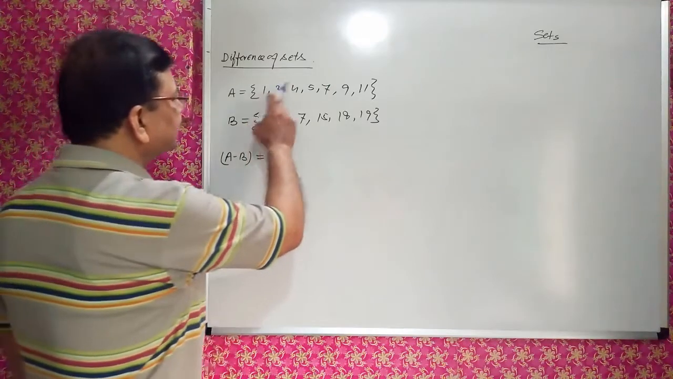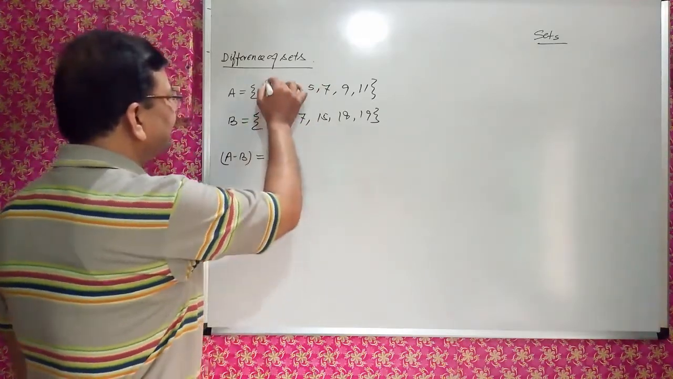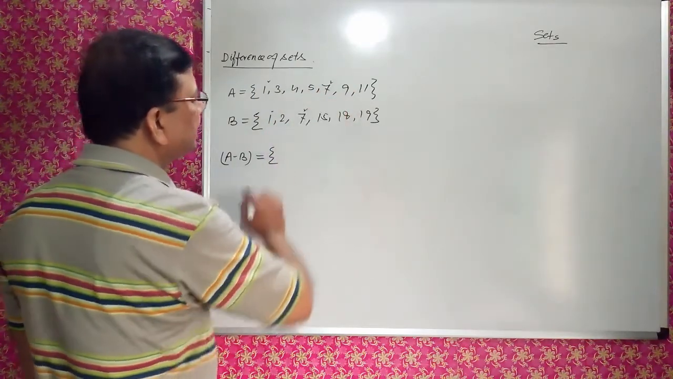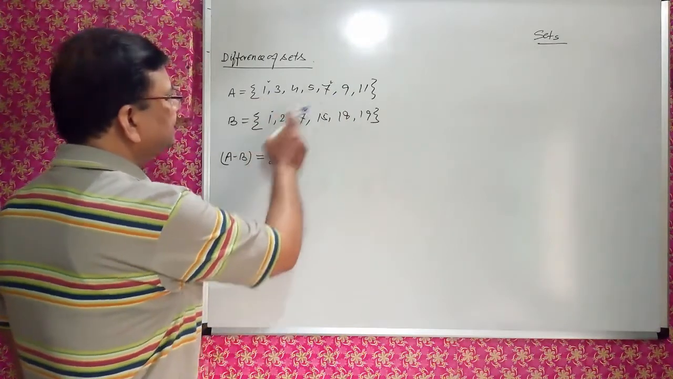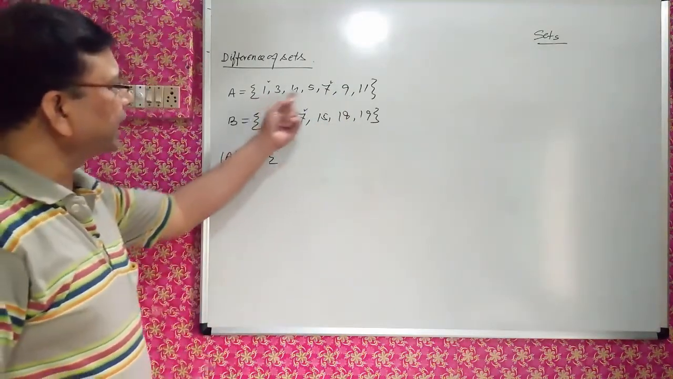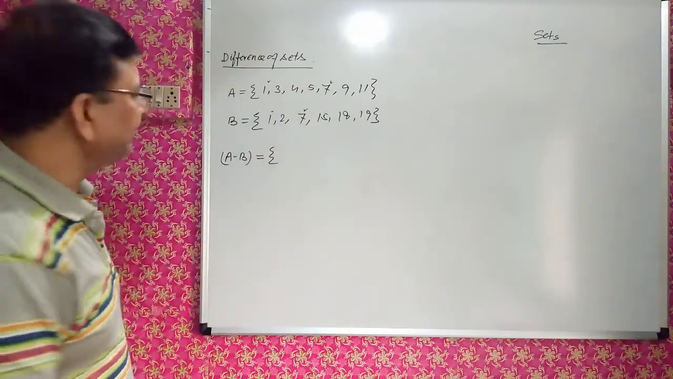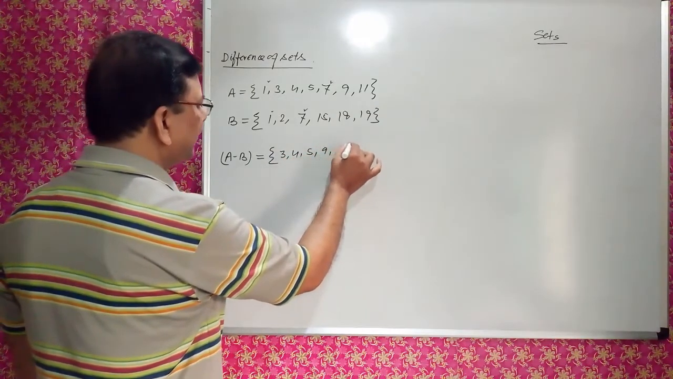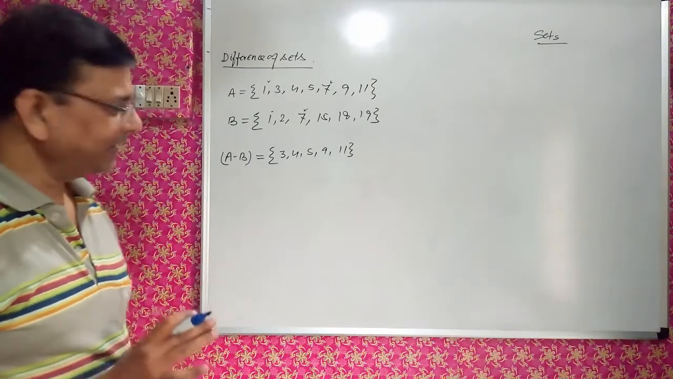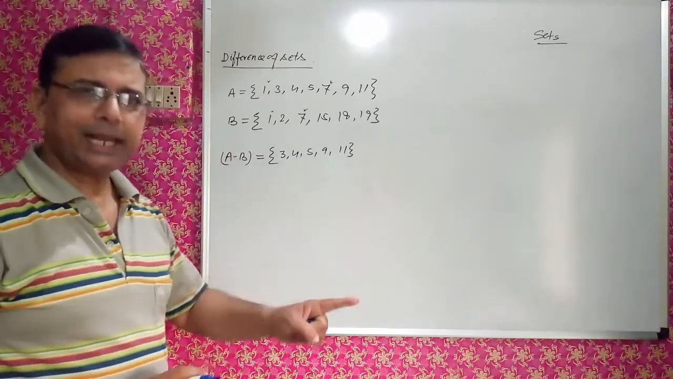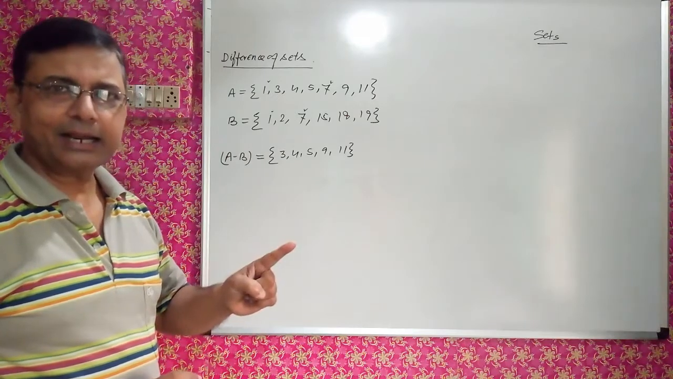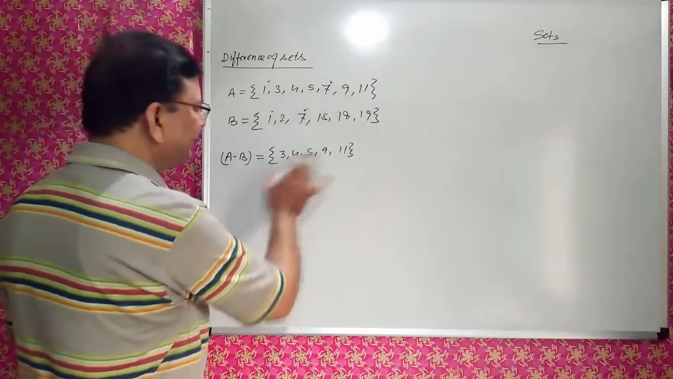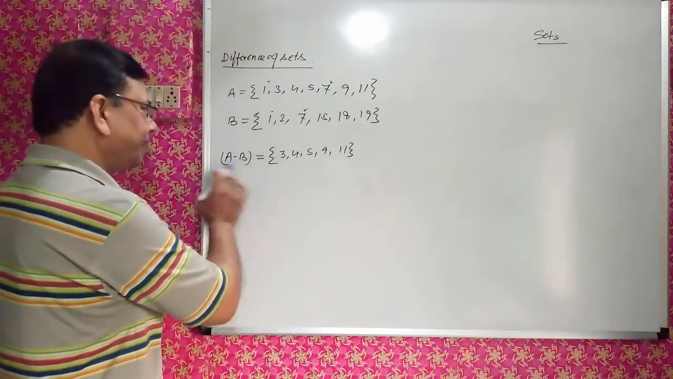So common elements in A and B, you see, 1 is common, right? Then 7 is common. Only 1 and 7 is common. So barring 1 and 7, rest of the elements of A will be there. So that is 3, 4, 5, 9, 11. I think concept is clear. In A minus B, those elements of A will be there, right, which are not there in B. So 3, 4, 5, 9, 11. These are the elements of A minus B.